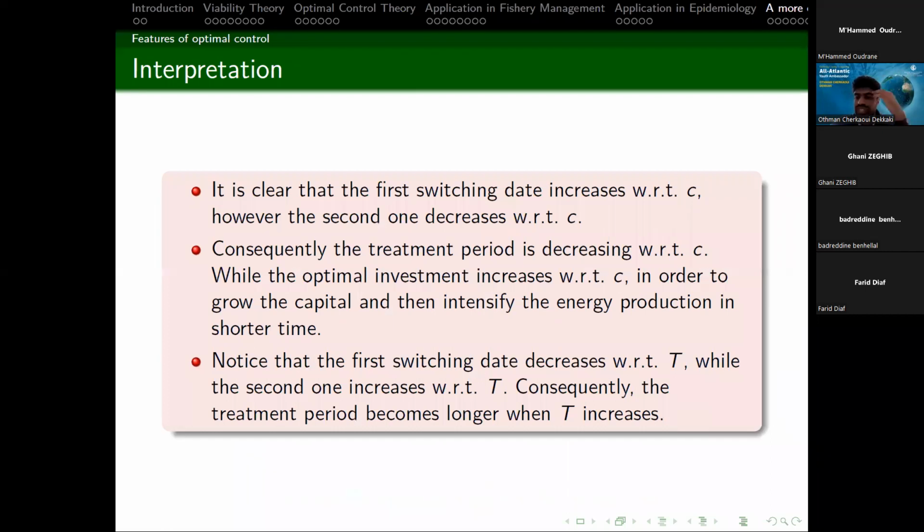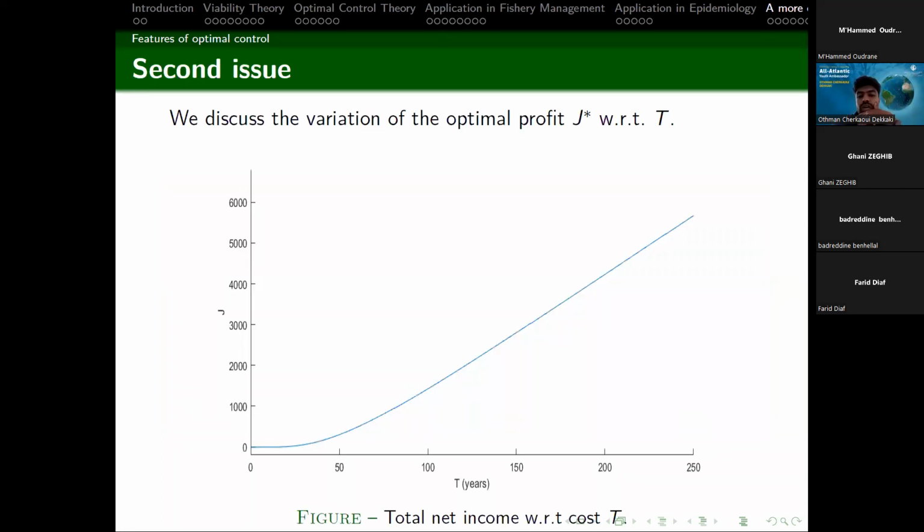So this is what we said as an interpretation. It is clear that the first switching date is increasing with respect to C, while the second one is decreasing, and consequently the treatment period is decreasing with respect to C, while the optimal investment is increasing with respect to C. So what happens when we choose the optimal value function and write it with respect to time T? We will draw the different profit with respect to time.